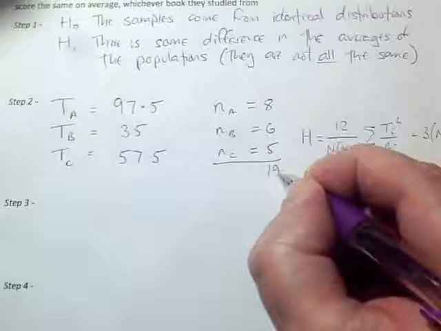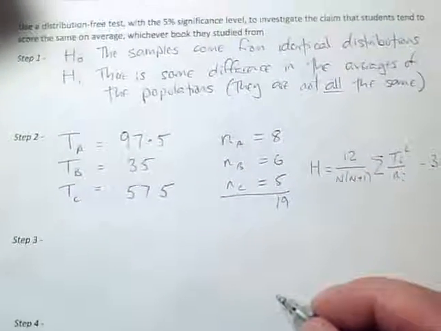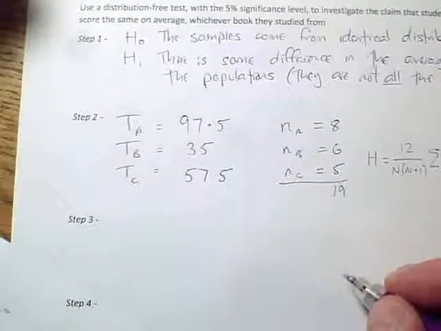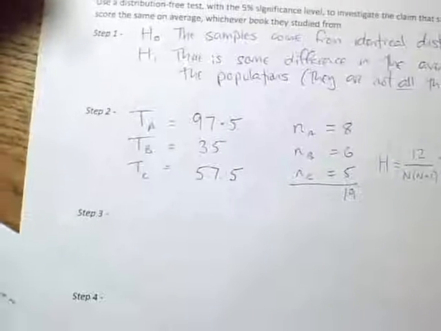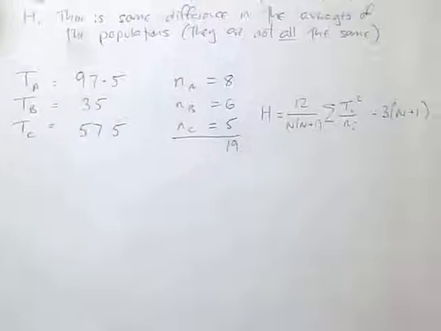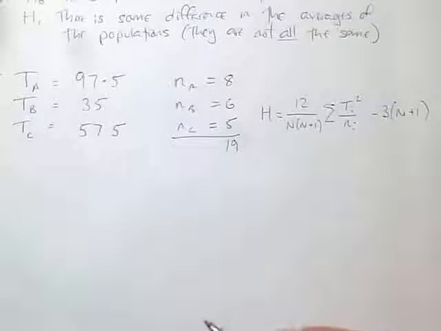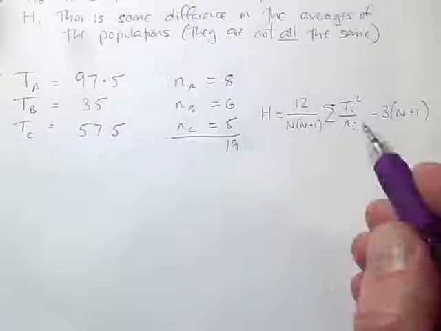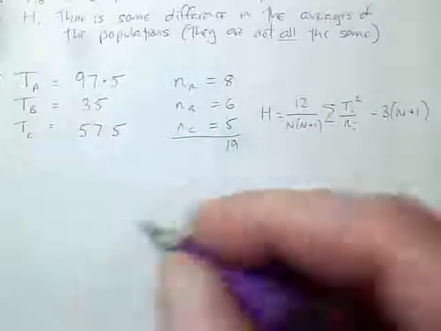It's the sum of these, which is 19. It told me there were 19 students at the beginning of the question. They do add up to 19. That's reassuring. So getting the formula where I can see it, I can now put stuff in. So I'm going to do this bit first.